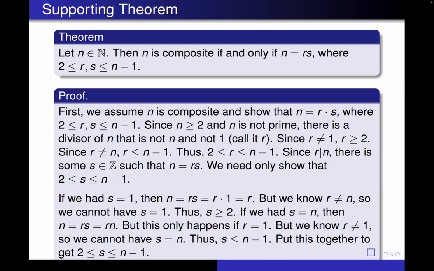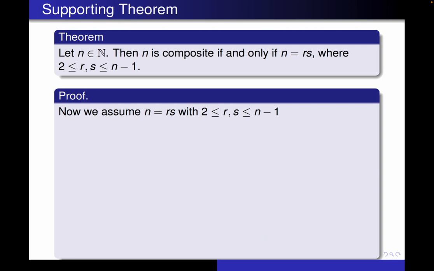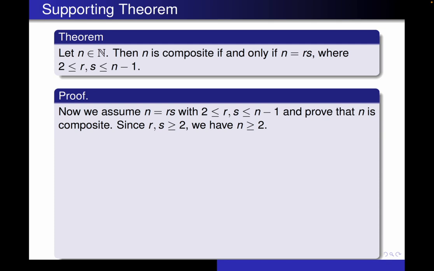For the other direction, we're going to assume that n is equal to r times s, with r and s both between 2 and n minus 1, and we're going to show that n is composite. Well, this isn't actually going to be very hard at all, because we know that r and s are both greater than or equal to 2, and if they're both greater than or equal to 2, when we multiply them together, that gives us a number n that is also greater than or equal to 2.